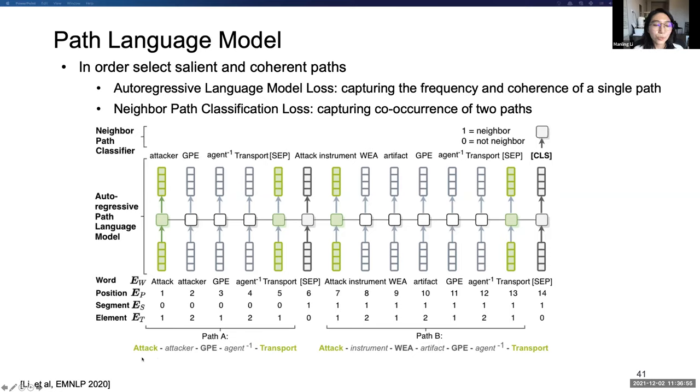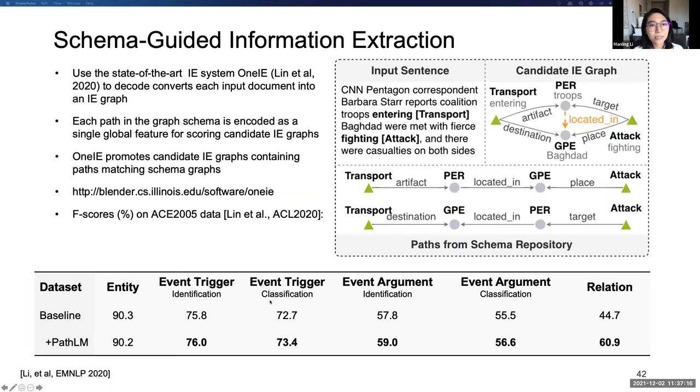And we treat this path as a sequence, and then we use some language modeling methods to learn whether this path is semantically coherent and whether this path is frequent in the historical data sets. And this path language model is super useful in supporting IE tasks, because it can provide the external information showing how two events are connected.